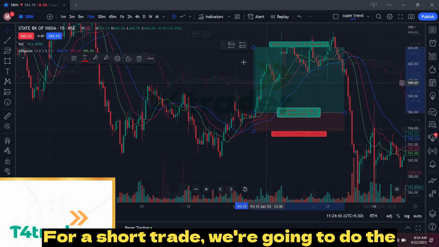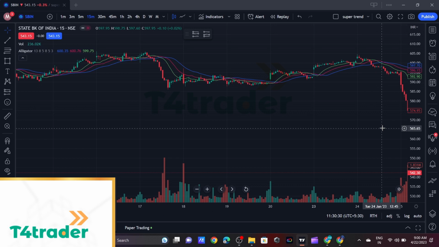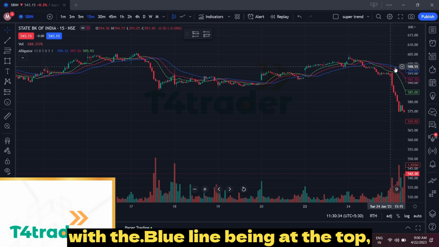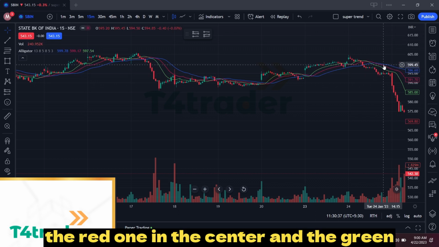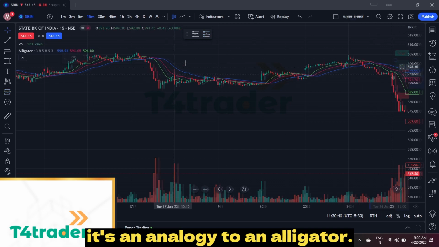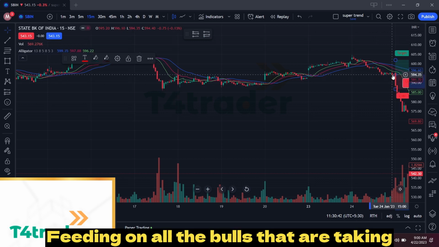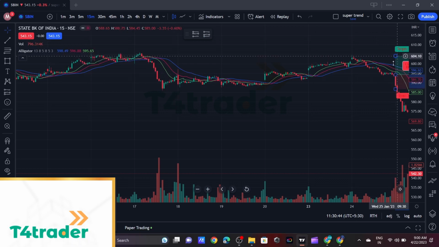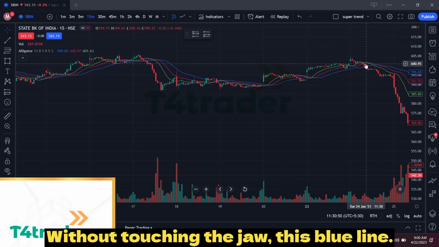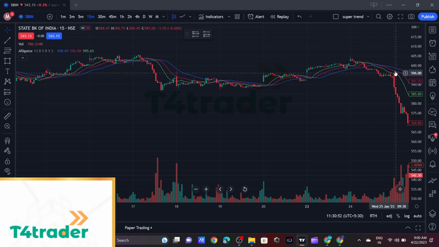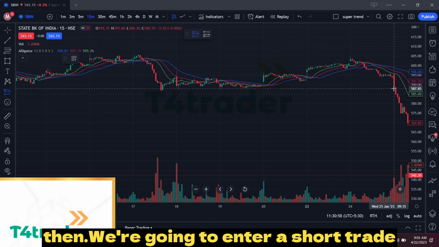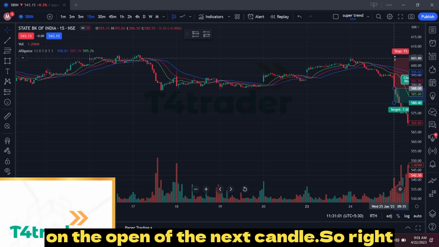For a short trade, we're going to do the exact opposite. So first, you want to make sure that the lines are spread further apart like this, with the blue line being at the top, the red one in the center, and the green one at the bottom. This basically indicates a strong bearish trend, and it's an analogy to an alligator feeding on all the bulls that are taking long trades. Sorry, bulls. Next we want to wait for the price to pull back to the teeth, this red line, without touching the jaw, this blue line. After that pullback, we want a candle to close below the lips, this green line, and then we're going to enter a short trade on the open of the next candle.